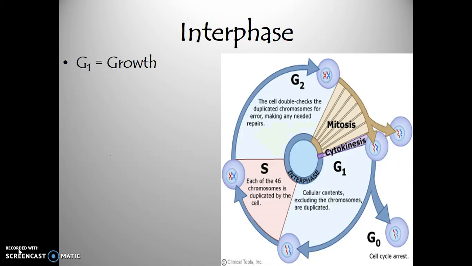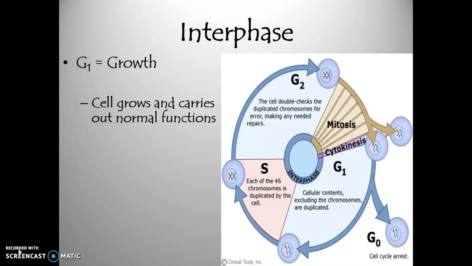So G is going to stand for growth. Okay, G1 equals growth. The cell is going to grow, and it's going to carry out its normal functions. So if it's a liver cell, it's going to grow and help filter your blood. If it's a heart cell, it's going to grow and help pump the heart and get the blood through the system. If it's a stomach cell, it's going to grow and help produce digestive juices, etc., etc.